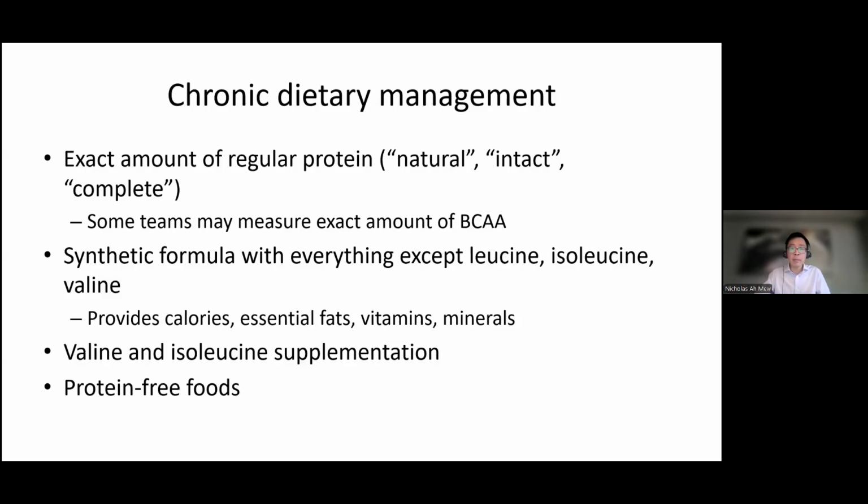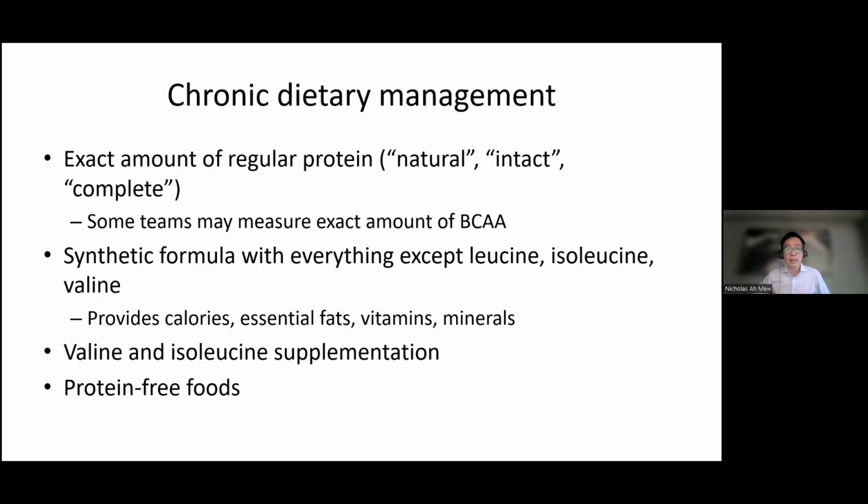This chronic dietary management for this condition would involve providing an exact amount of regular protein. By that, I mean natural or intact or complete protein. There's some teams that may choose to, and I think it's probably a more exact way of measuring, the exact amount of branched chain amino acids that patients are receiving daily.